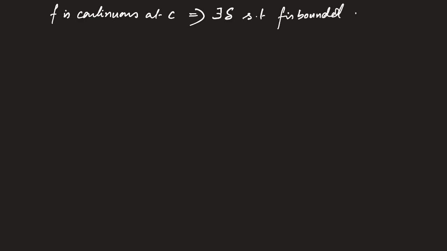Another property of continuous functions that we saw was that if f is continuous at a point c, then it is actually bounded in the neighborhood of c. More precisely, there exists some delta such that f is bounded in c minus delta to c plus delta. Okay, and what exactly do we mean by f is bounded? There exists some capital M such that mod of f of x is less than or equal to M.